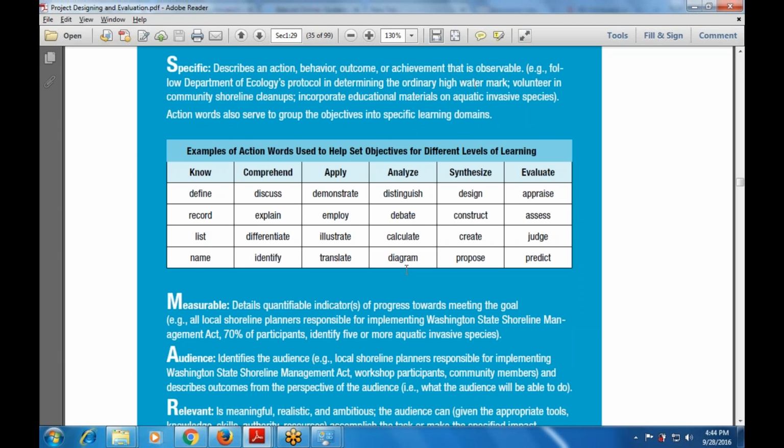The next one is measurable. This defines the quantifiable: we can count them. What are the various quantifiable indicators of progress towards meeting the goal? That may include the local shore point planners responsible for implementing Washington State's Shoreline Management Act, 70% of the participants, and the 544 aquatic invasive species.